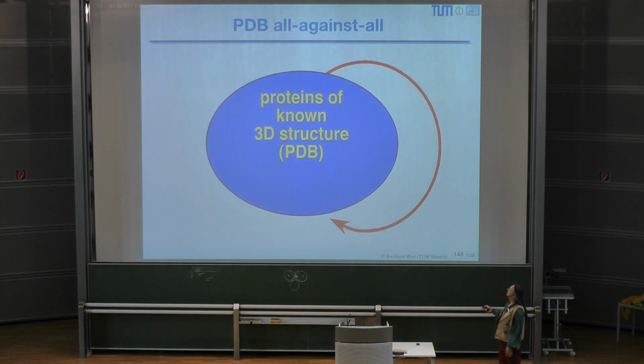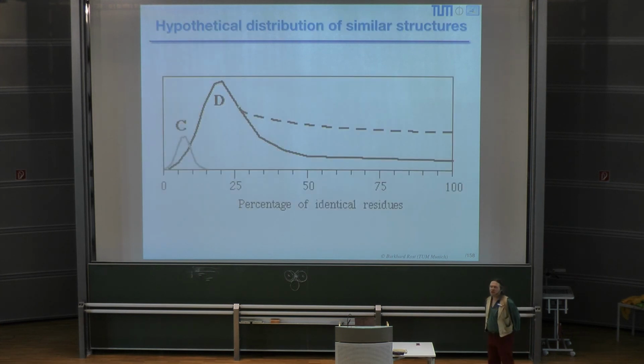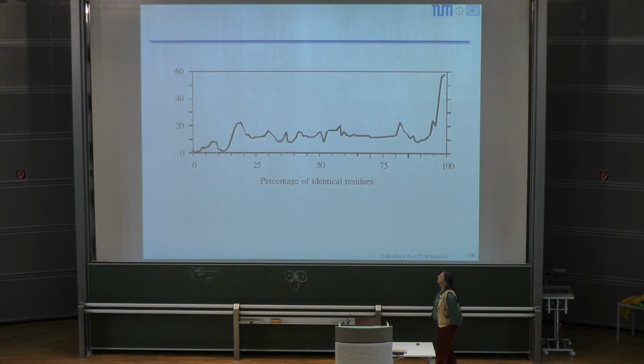In order to identify those, I take proteins of known structure, pick out a sequence-unique subset, and compare the sequence-unique subset against all. I'm essentially asking how many pairs of proteins I find that have a certain level of sequence identity and also have similar structures. So 100 to 0% sequence identity, and this is what I observe. Everybody would be sort of happy with that.